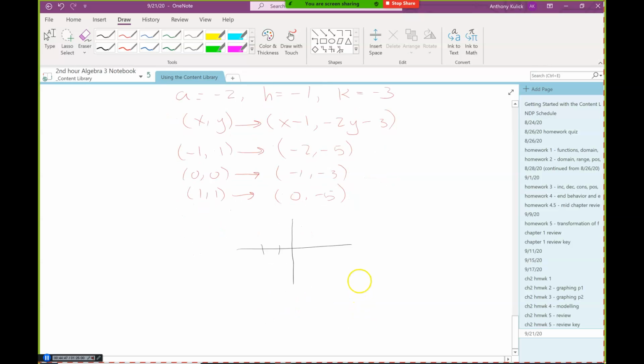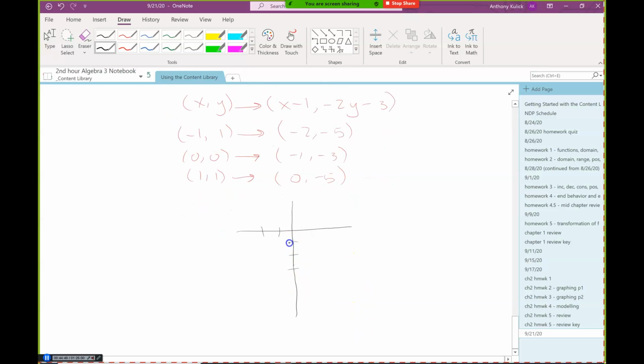1, 2, 3, 4, 5. So I have -2, -5, -1, -3, 0, -5. But now I'm going to stop. Before I do anything else, after I've plotted my 3 points, I'm stopping, because this is the place where there's a little bit of difference between these two. For an inequality, there are two things we have to worry about.